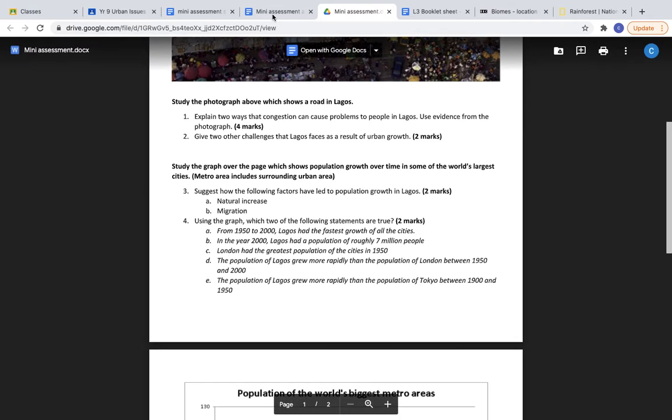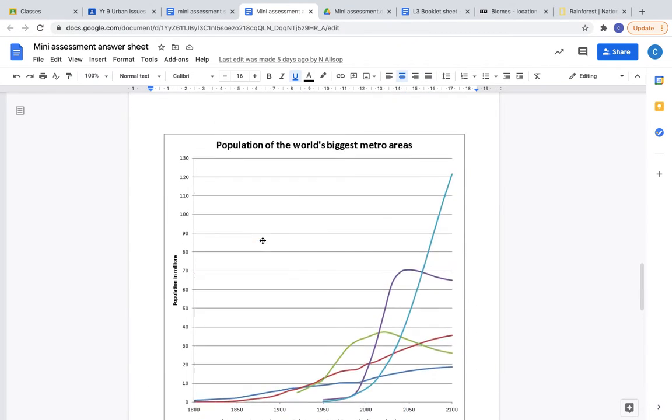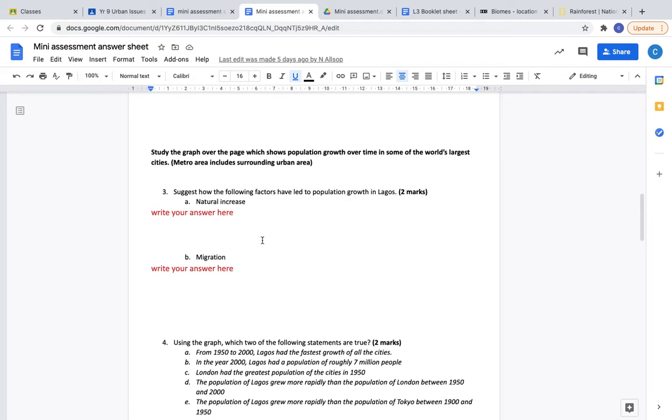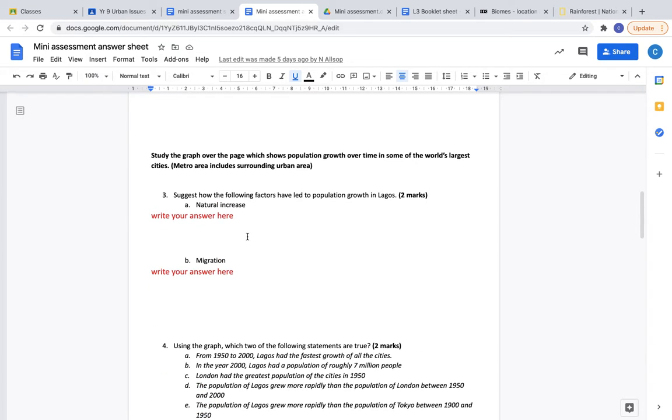So I'm just going to go to the answer sheet for you, so you can see how this would look on here. So here we go. Here's where you would write your answers for question 3A. So you need to define natural increase, and then you need to explain how this might have led to population growth. The same needs to happen for 3B. So you need to define migration, and then you need to explain how it's led to population growth.